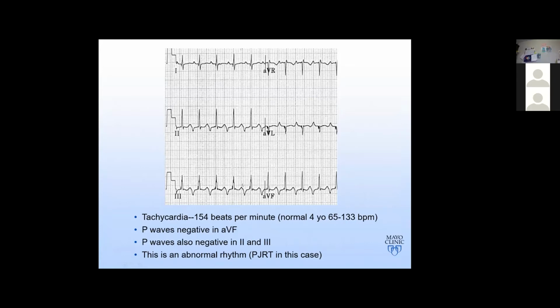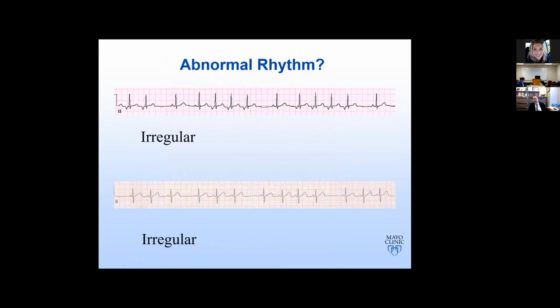So if you look at this, the heart rate's slightly fast, but the P wave axis is abnormal. Positive P wave in 1, negative in AVF. So that would tip you off that this is an abnormal mechanism of tachycardia. And I know Dr. Thompson is going to talk a little bit later about SVTs, but this is one way to pick it up.